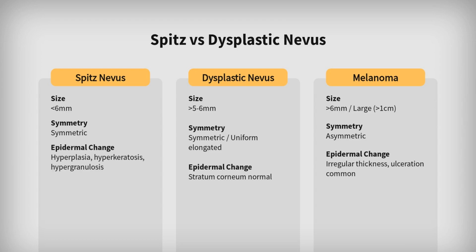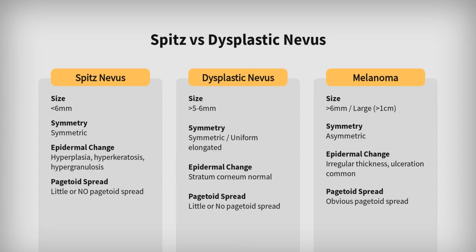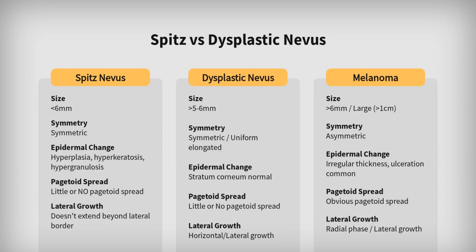Epidermal changes differ. Spitz nevus shows hyperplasia, hyperkeratosis, and hypergranulosis. Dysplastic nevus has a normal stratum corneum. Melanoma exhibits irregular thickness and common ulceration. Pagetoid spread is minimal in Spitz and Dysplastic nevi, but obvious in melanoma. Lateral growth is absent in Spitz nevus, horizontal or lateral in Dysplastic nevus, and radial or lateral in melanoma.